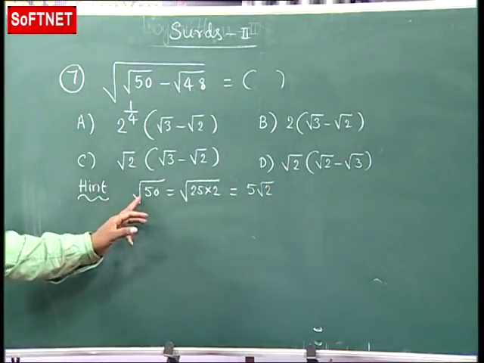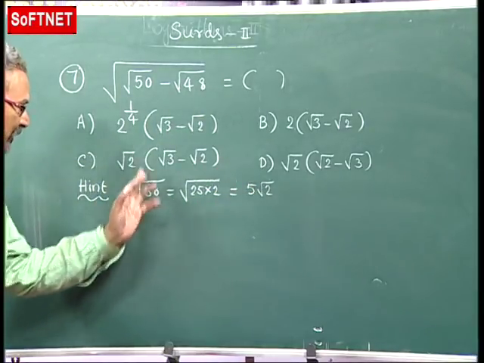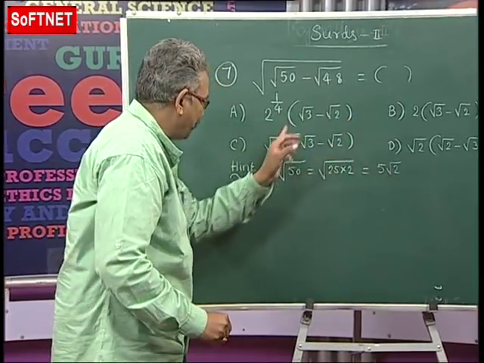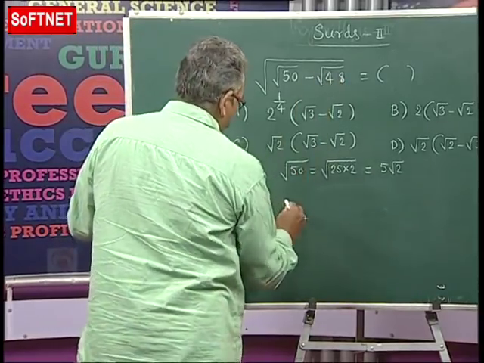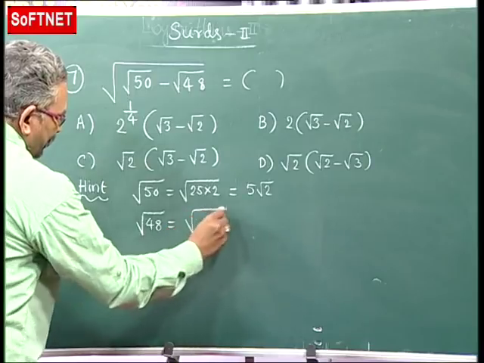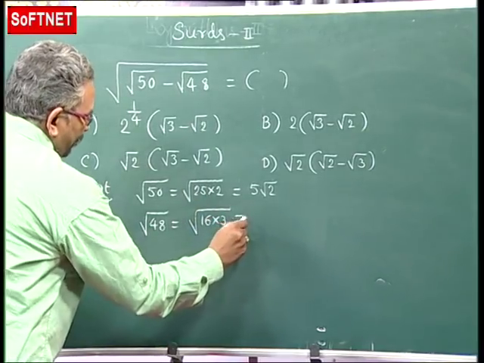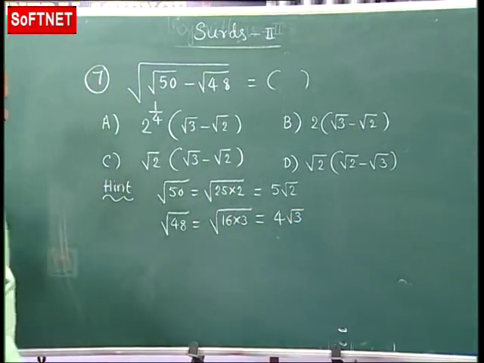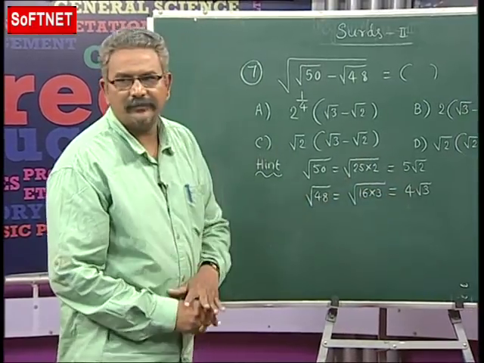This is pure surd, this is mixed surd. The pure surd is being converted to the mixed surd. The mixed surd can be converted to the simple surd. So, in a similar fashion, root 48, that is 16 into 3. So, that will be 4 root 3. Okay, 16 into 3, root 16 is 4, 4 root 3.